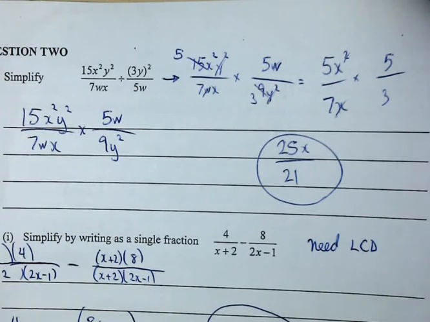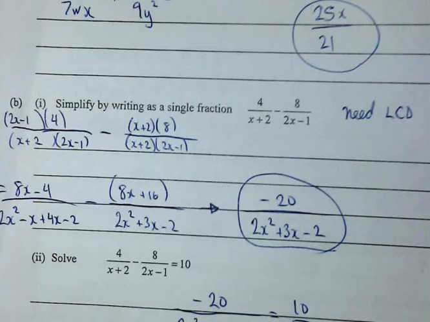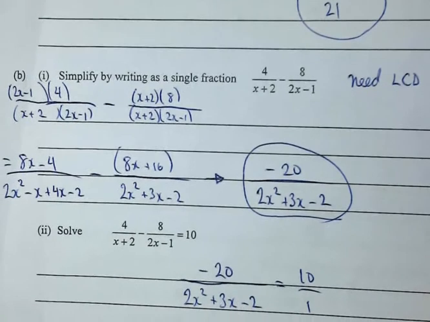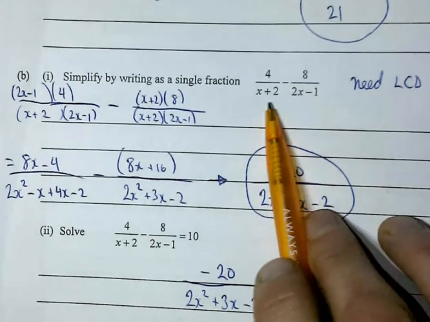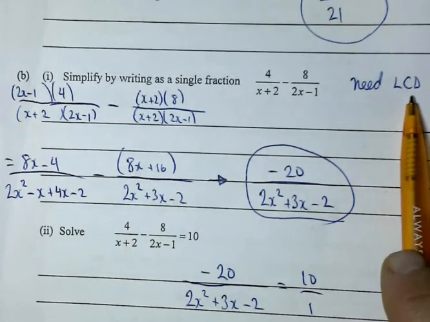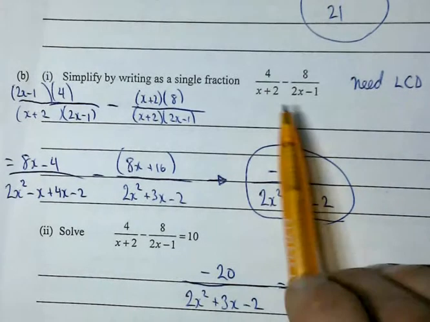Ready? All right. Letter B. Simplify by writing as a single fraction. To subtract fractions with different denominators, you need a least common denominator. That least common denominator is x minus 2 times 2x minus 1.